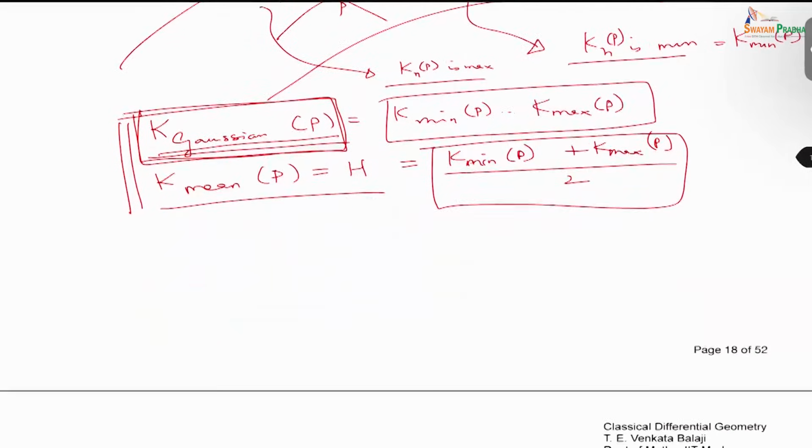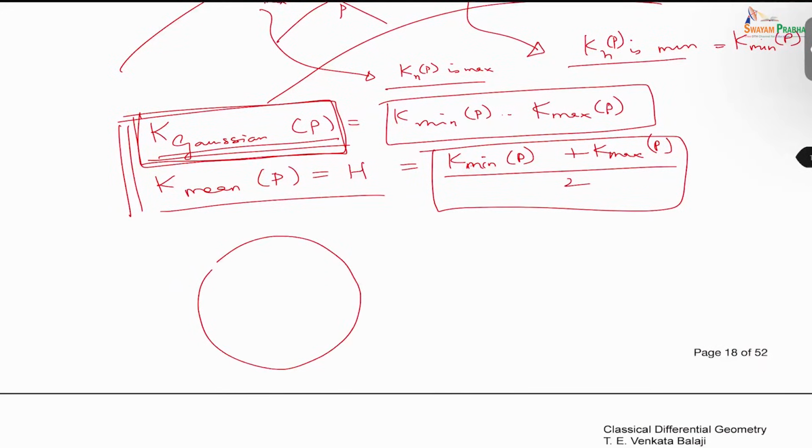So the moral of the story is that's how you make sense of the total curvature. When I say total curvature of a curved surface, I mean total Gaussian curvature. So what is the easiest example? You take a sphere of radius 1.